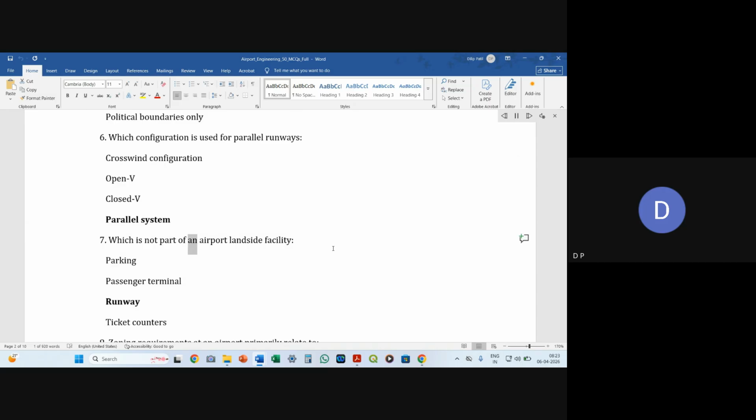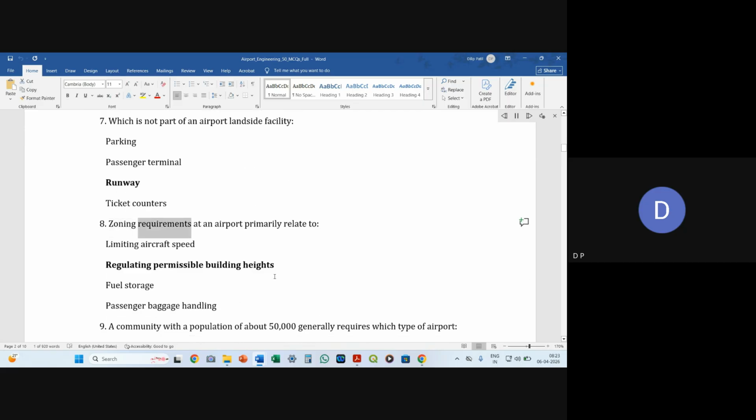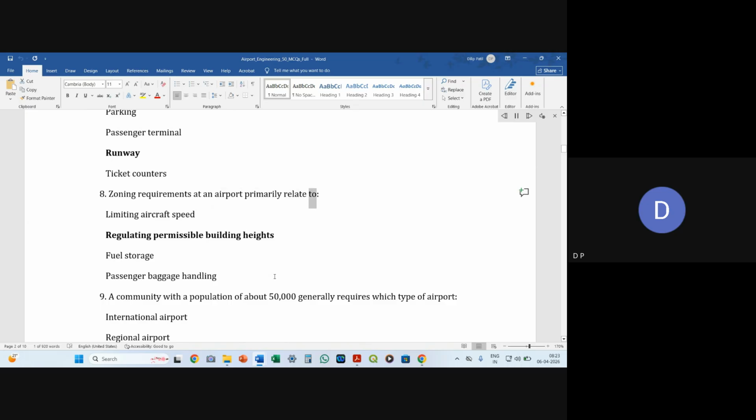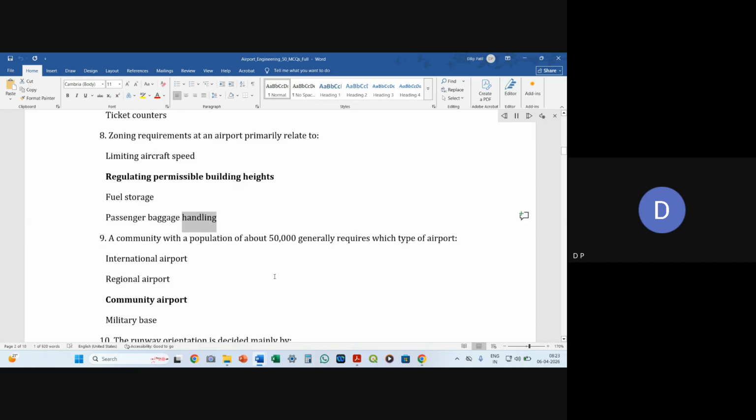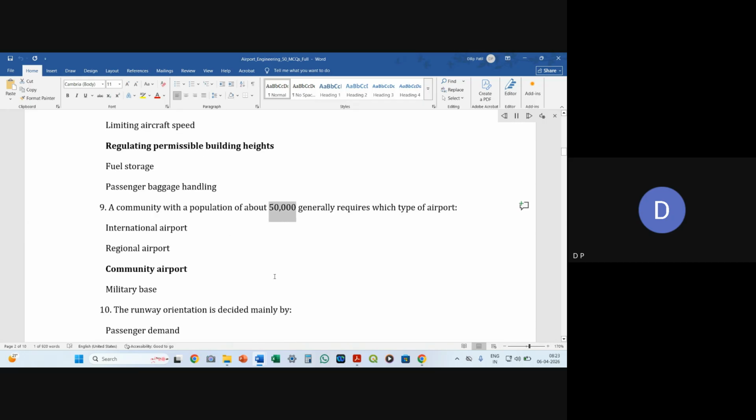7. Which is not part of an airport landside facility? Parking, passenger terminal, runway, ticket counters. 8. Zoning requirements at an airport primarily relate to limiting aircraft speed, regulating permissible building heights, fuel storage, passenger baggage handling. 9. A community with a population of about 50,000 generally requires which type of airport? International airport, regional airport, community airport, military base.